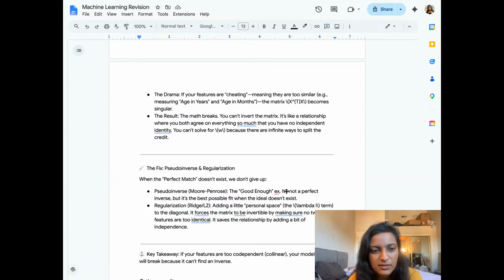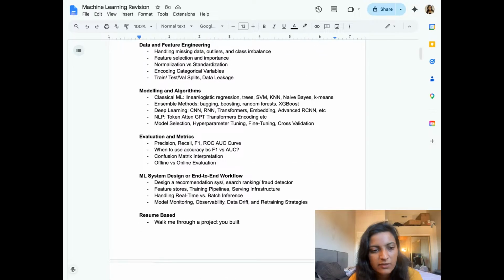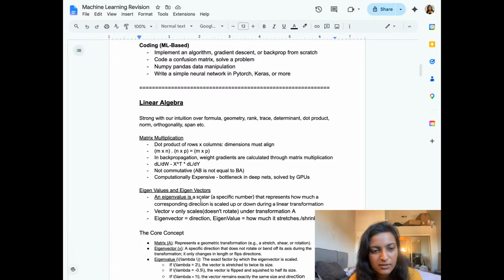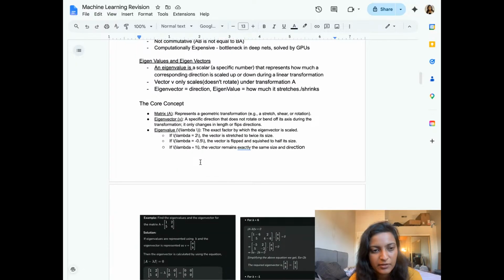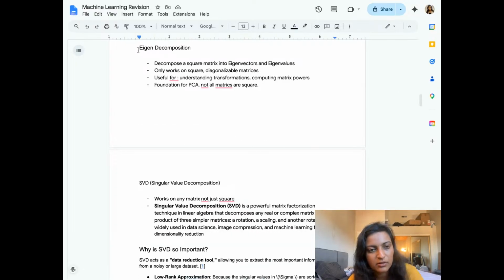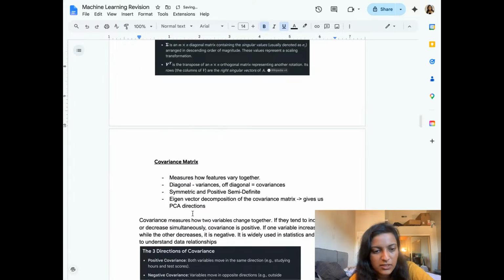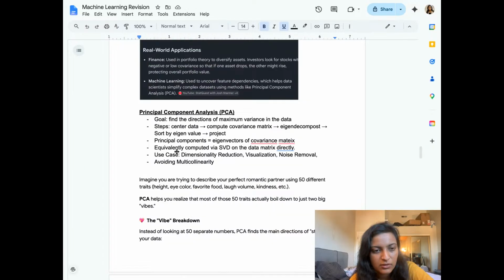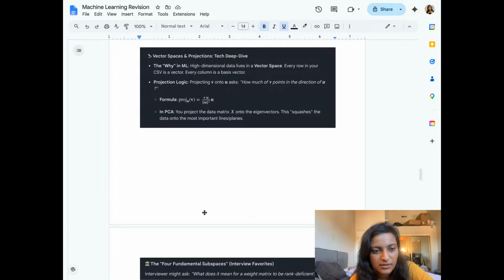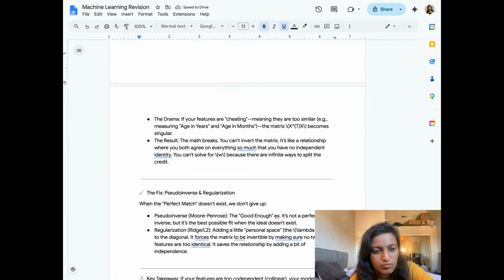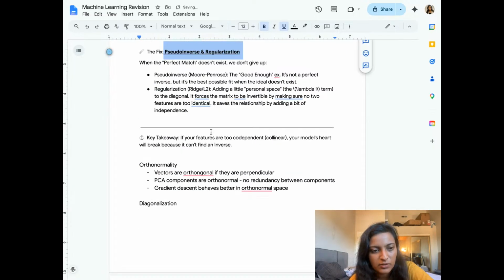Yes, this is for today, some basic concepts and revision. We listed the main topics that I feel are important for part one today: matrix multiplication, eigenvalue, eigen decomposition, singular value decomposition, why SVD is important, covariance matrix, covariance versus correlation, PCA, vector spaces and projection, inverse matrix, pseudo-inverse and regularization, orthonormality, diagonalization.